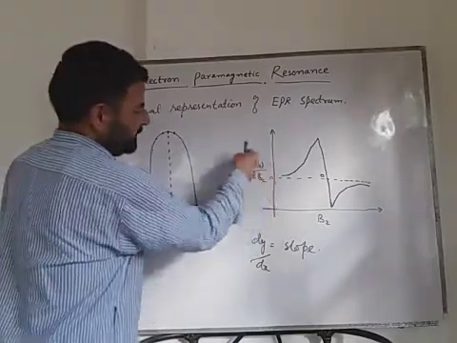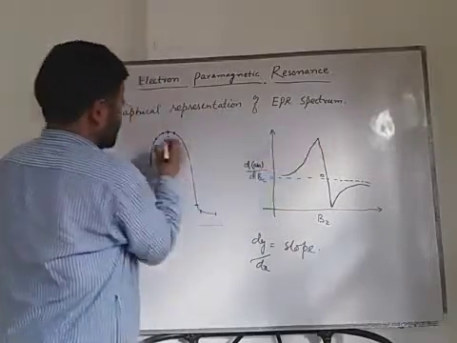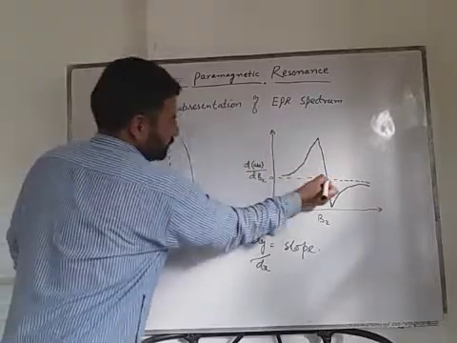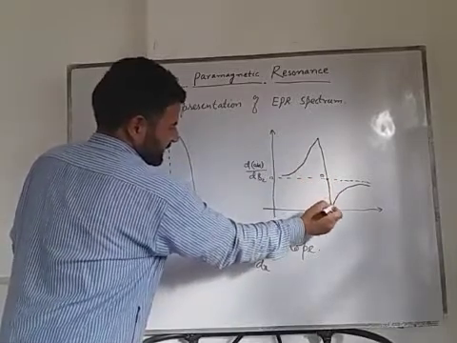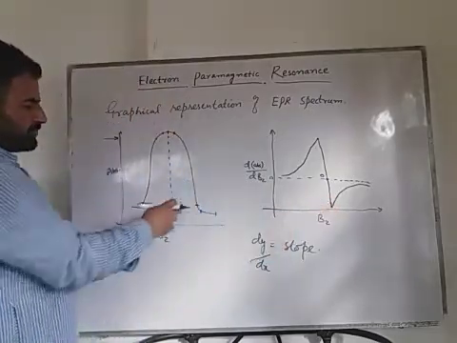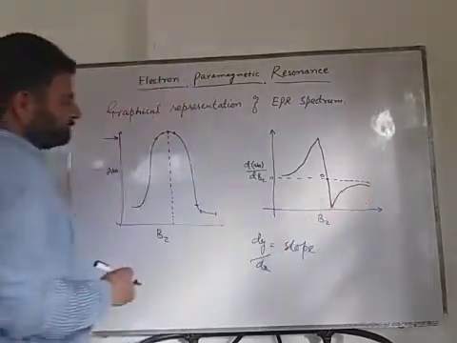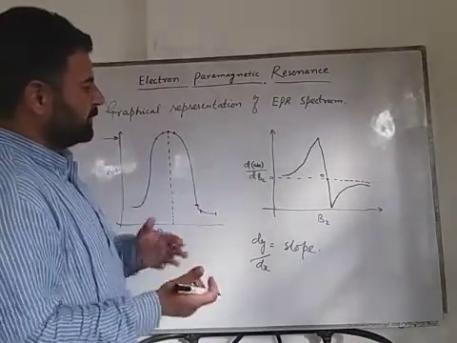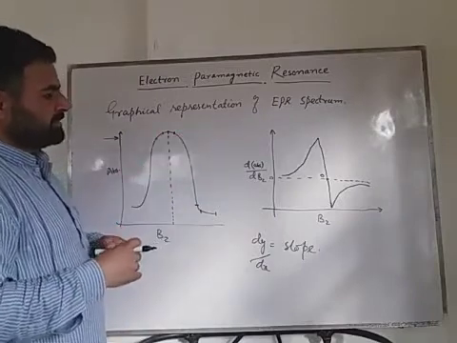The derivative of absorbance changes like this: once it reaches the top, the slope starts decreasing, and ultimately at the maxima the slope becomes zero. Then again it increases in the negative direction, finally reaches the maximum negative slope, and then again starts decreasing, going towards zero again. So this kind of spectrum is very helpful in the representation of the EPR spectrum. Okay.